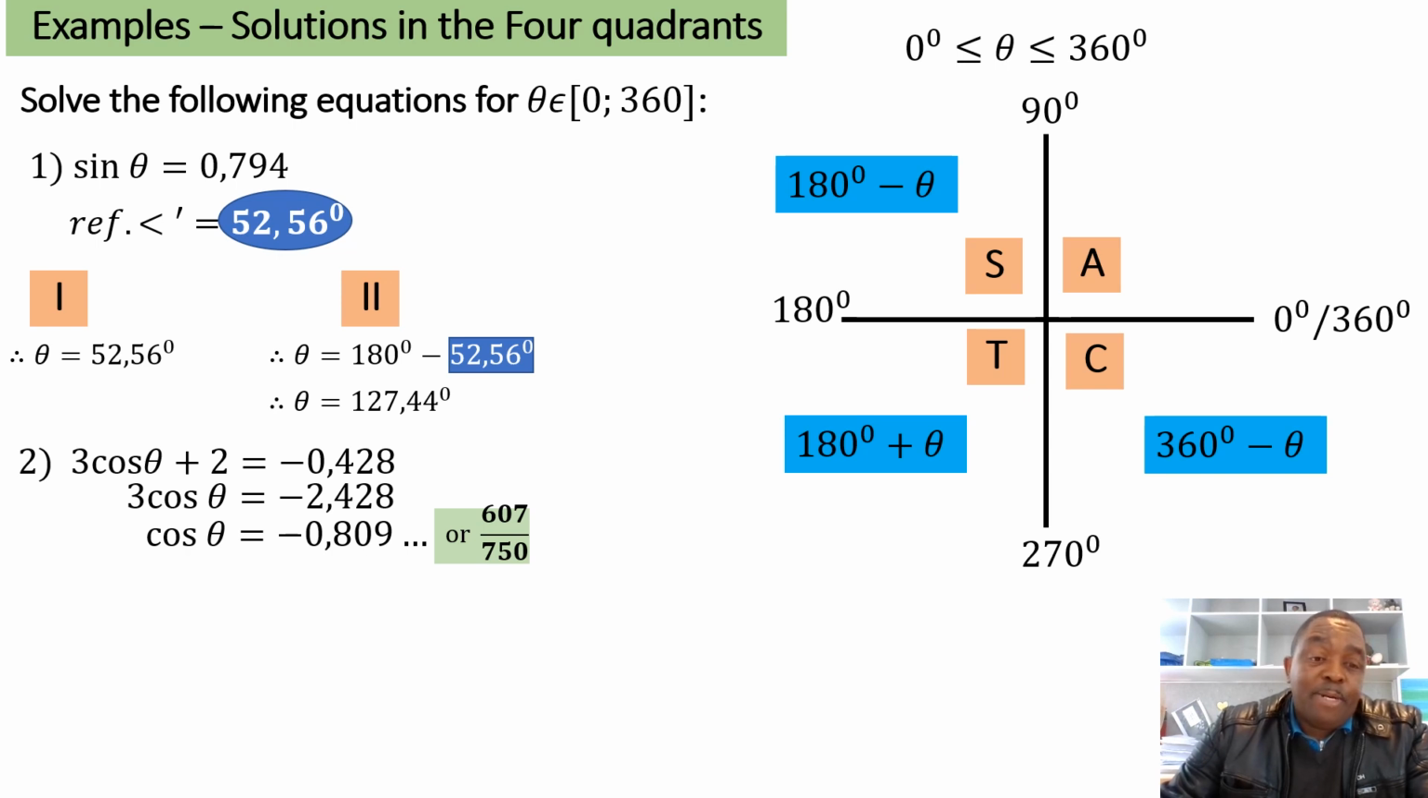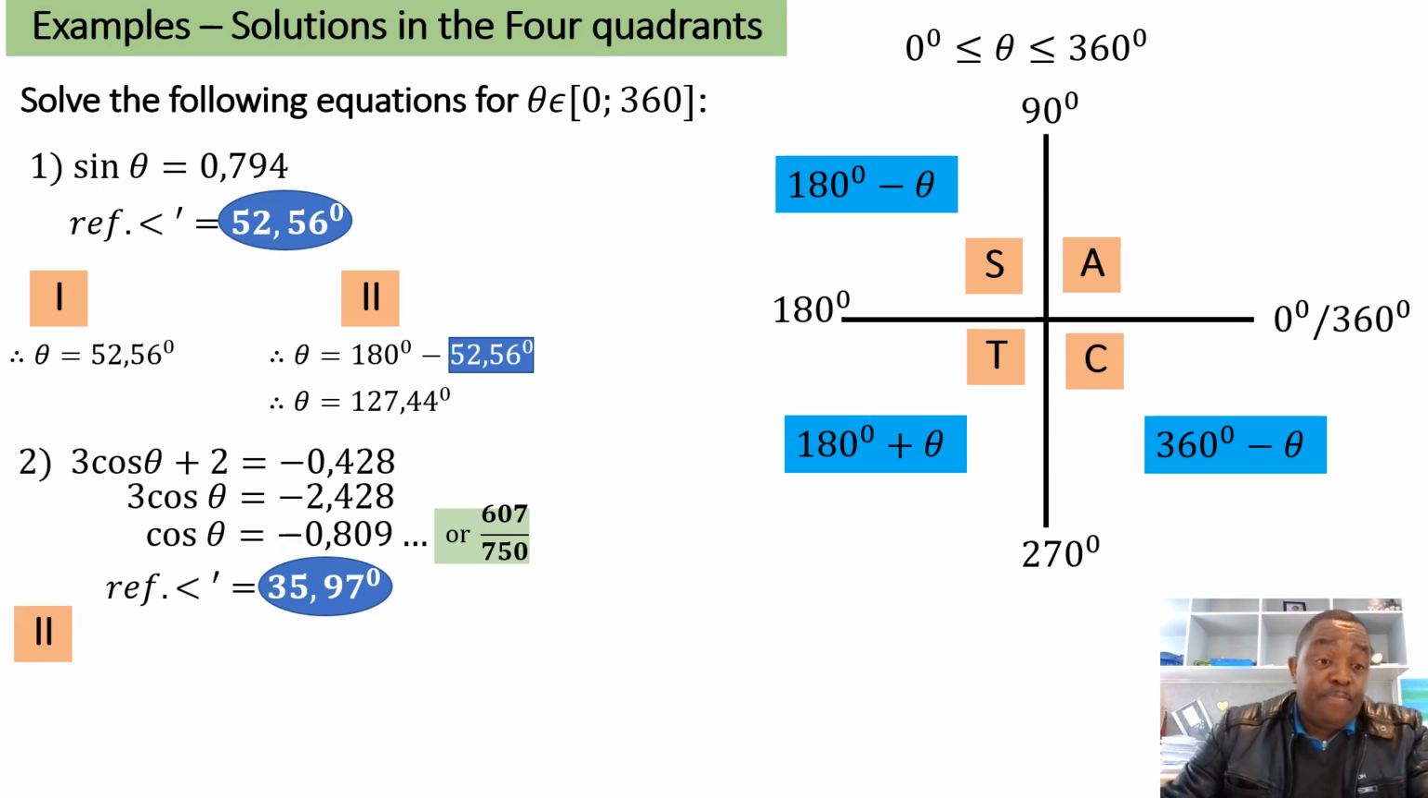Someone else would have used that 607 over 750, which you get on your calculator when you divide by 3. So that's perfectly fine. So reference angle 35.97 degrees, and remember, we've used the positive value, not the negative. The negative, we're just using it to tell us which quadrants we're looking at. So now we bring in the negative. The negative is telling us that we're looking for solutions in the quadrant where cos is negative. Oh, perfect. That's the second and third quadrants.